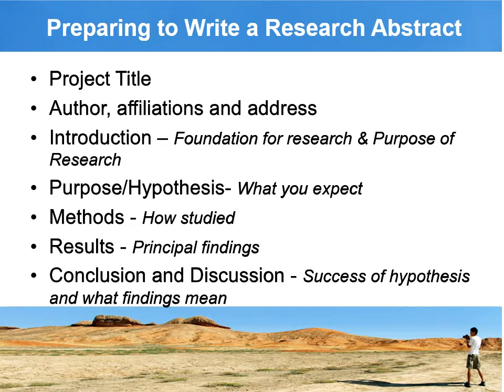Your methods, which is how you conducted the study. Your results, which will contain principal findings of your research, and a conclusion and discussion where you discuss the success of your hypothesis and what the findings mean relative to the audience that you're targeting. Sometimes conferences and journals will ask you to specifically outline and label each of these sections. Other times they won't, but either way you want to make sure that you address each of these sections.